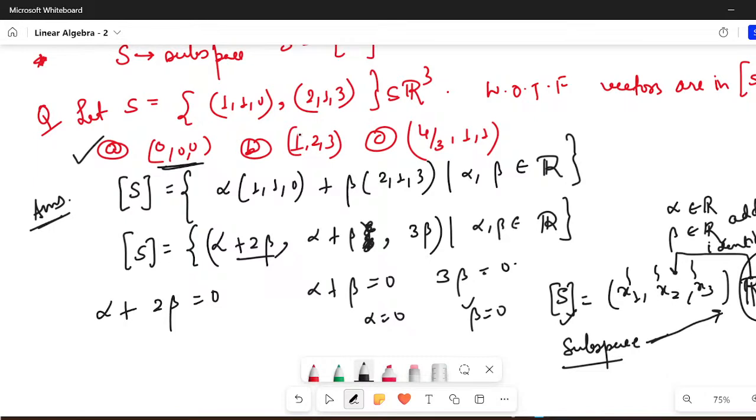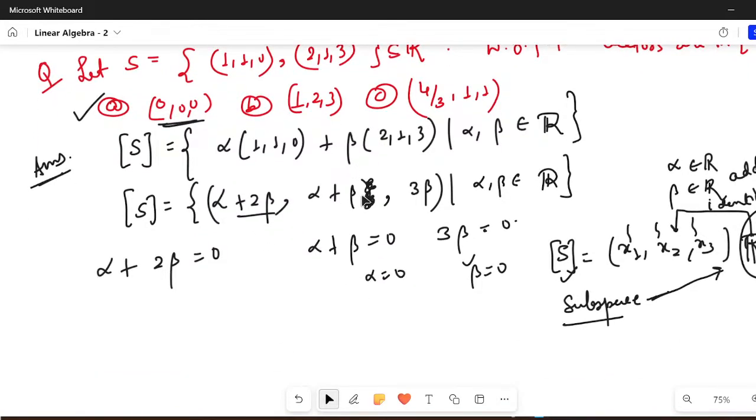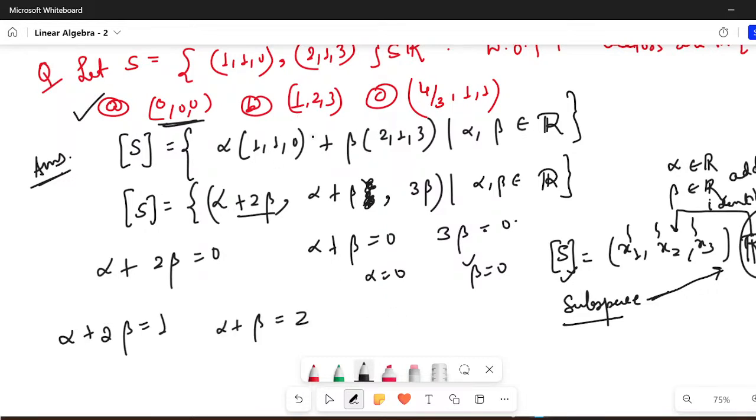Okay, so what do you think, whether (1, 2, 3) would be there in the linear span? In order that (1, 2, 3) should be in the linear span, alpha plus 2 beta should be equal to 1, alpha plus beta should be equal to 2, and 3 beta should be equal to 3, right? Only then can I say that this is contained. So if 3 beta is equal to 3, beta should be equal to 1, and if beta is equal to 1, then alpha should be equal to 1.